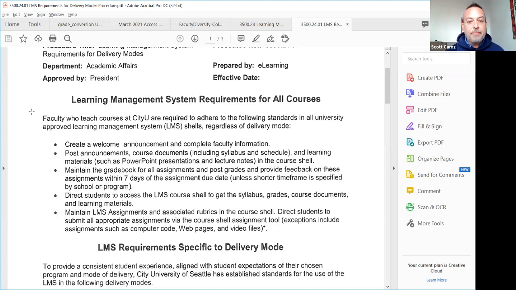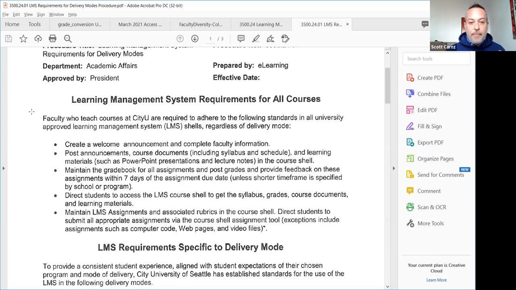The syllabus is key. Again, it's something they should be able to refer back to and have a consistent place to find that. And then all assignments should be submitted and graded with rubrics through that as well. This is a particularly important one with our programmatic assessment activities.